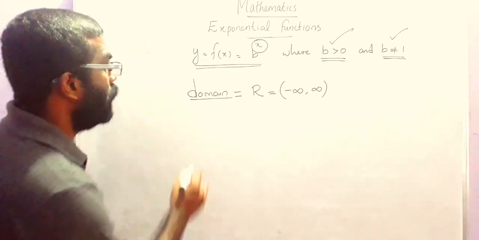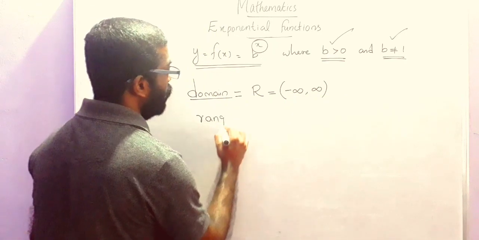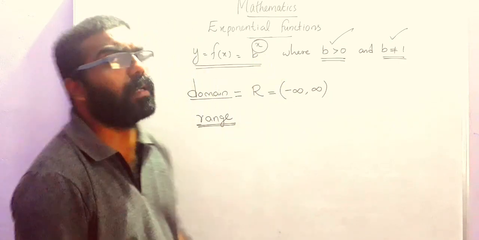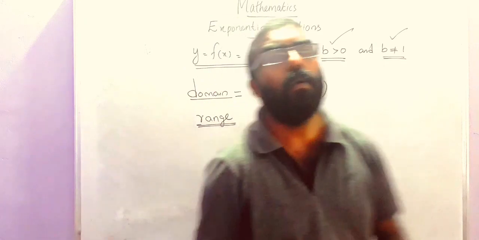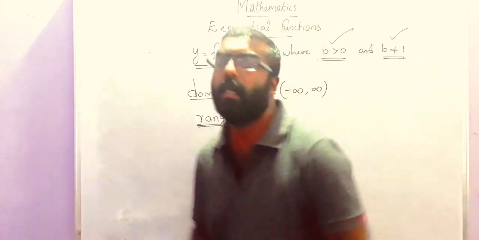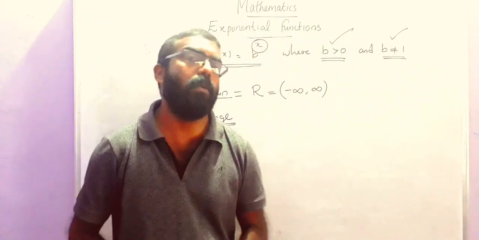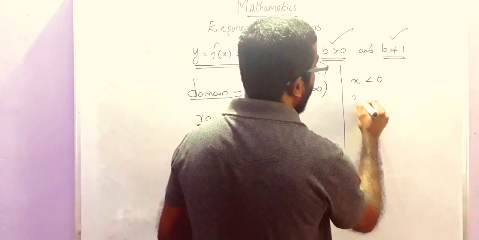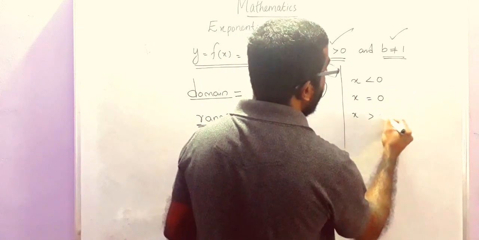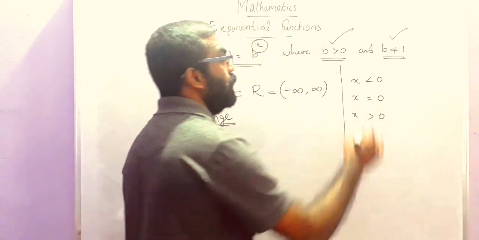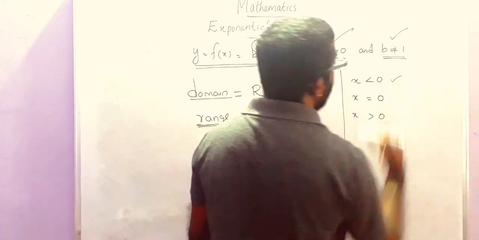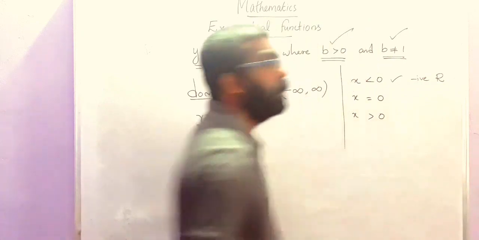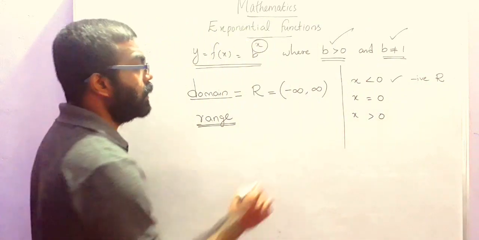The second one is range. If we replace x by any real number, we get a corresponding y value. That collection is called the range. So there are three possibilities for x: x less than 0, x equal to 0, and x greater than 0. So let's take the first one, x less than 0. That means negative real numbers. Let's take an example.